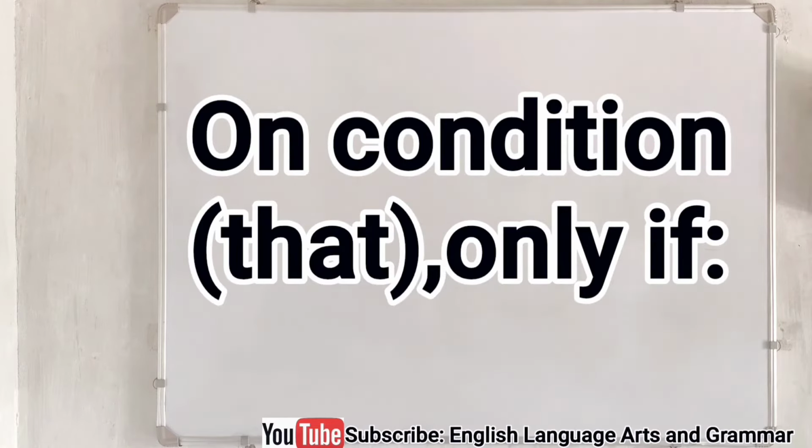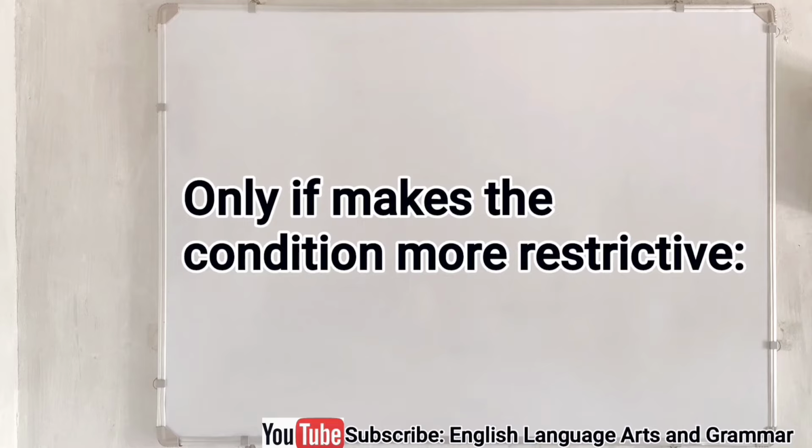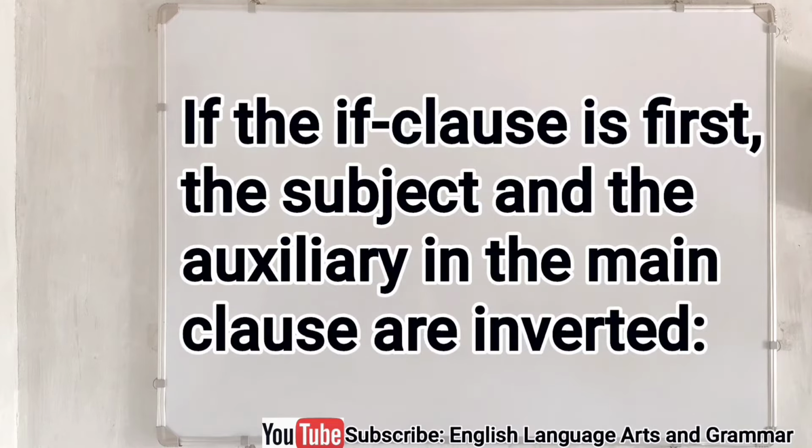Let us learn on condition that, only if, their definition with some examples. We can use the expressions on condition that or only if instead of if when we want to emphasize the condition that needs to be present so that something can happen or be done. Only if makes the condition more restrictive. If the if clause is first, the subject and the auxiliary in the main clause are inverted.